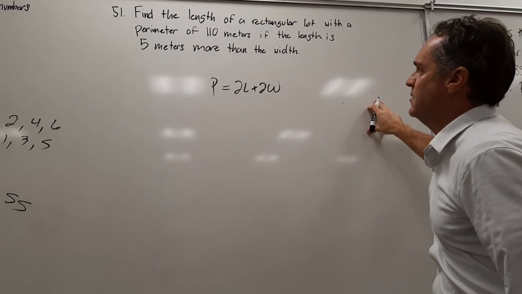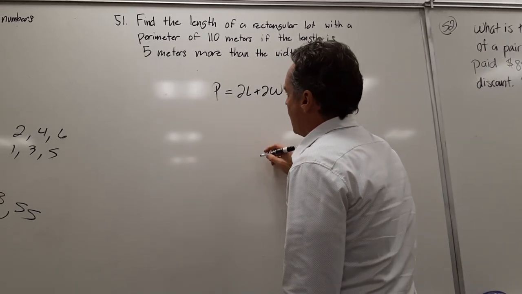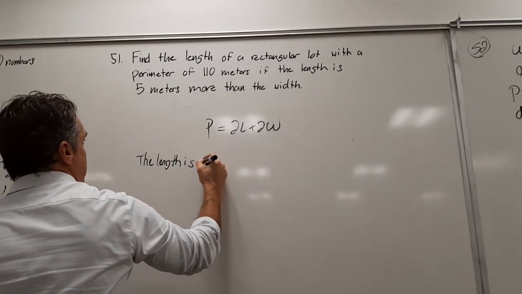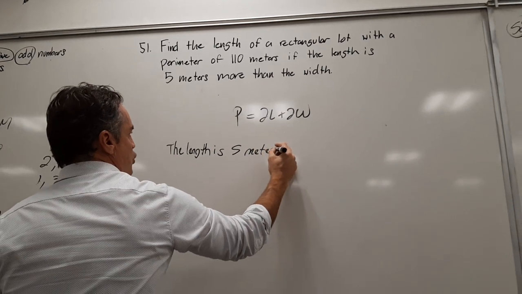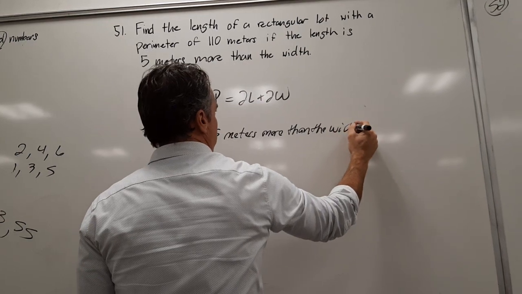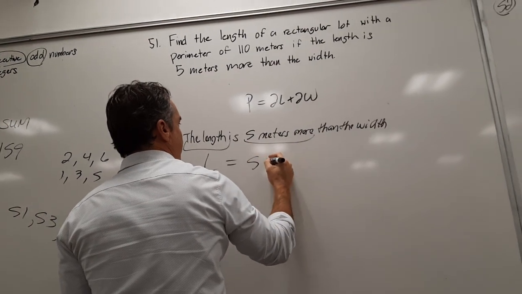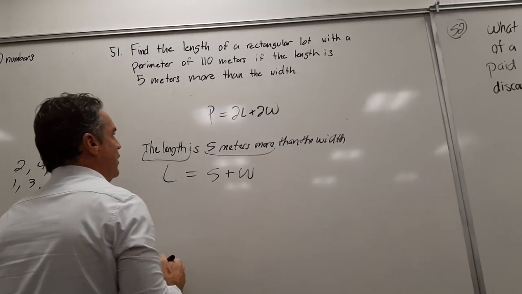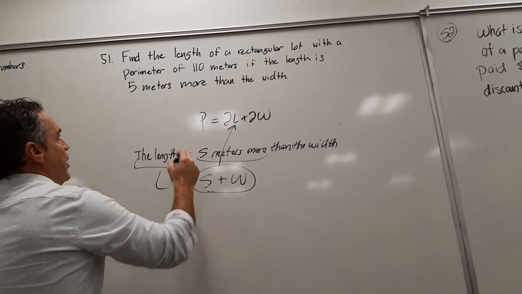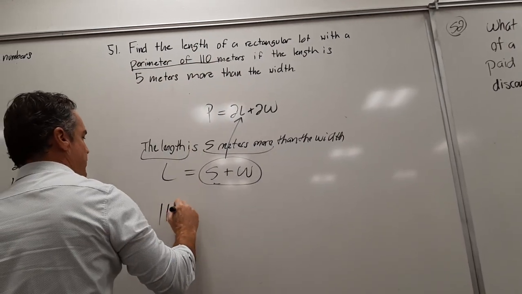And they make a comparison statement where they say the length is 5 meters more than the width. And I've taught you this over and over again to rewrite that. The length is 5 meters more than the width. And we drop down and translate. Length is L. Is means equals. 5 meters more, 5 plus, than the width, W. So now I can plug 5 plus W in for L. And I can plug 110 in for P because perimeter is 110 meters.